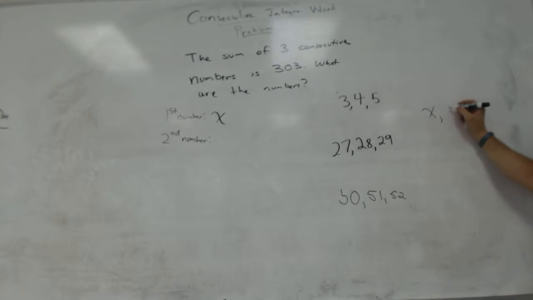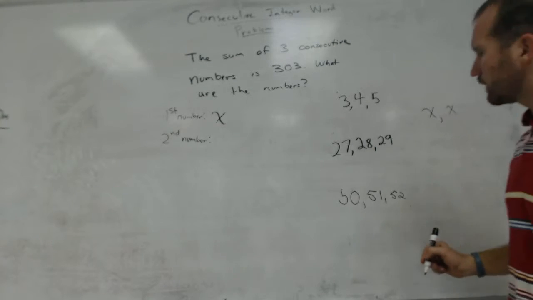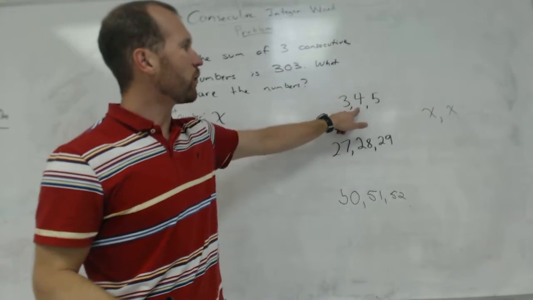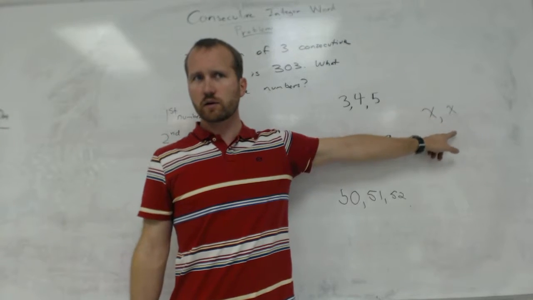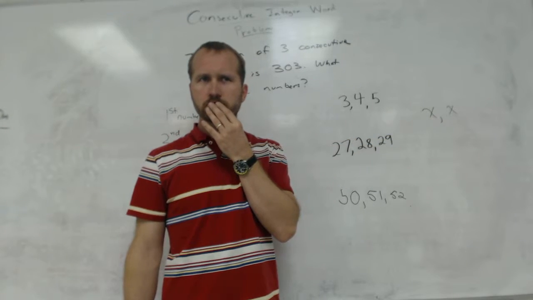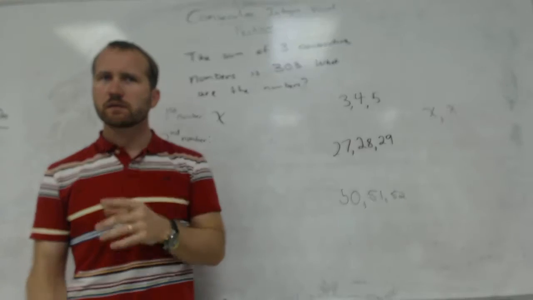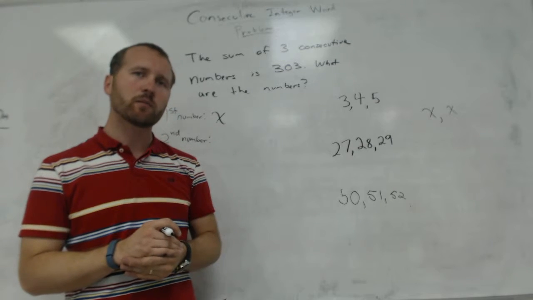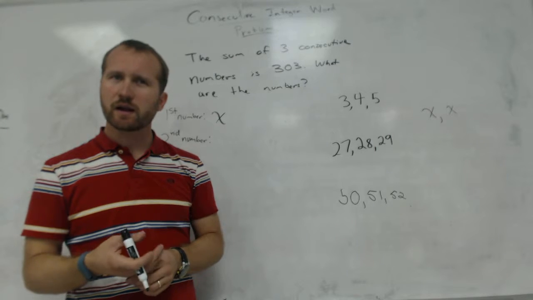This is kind of confusing. So my first number here is 3, then 4, and then 5. First number here is x. What's the next number? What's the number after x? Y? I could say y. It's not really going to help me that much, though. What is the number that's after x?